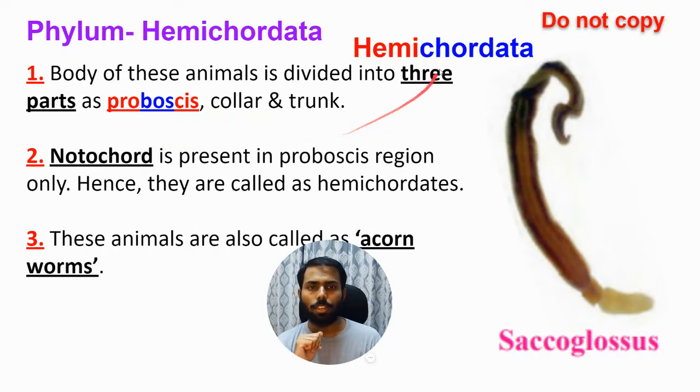सो ये जो नोटोकॉर्ड है, it is a chordate, right? कॉर्डेटा का मतलब क्या है? जिसमें नोटोकॉर्ड होता है उसको कॉर्डेटा बोलते हैं, जिसमें नोटोकॉर्ड नहीं होता उसको नॉन कॉर्डेटा बोलते हैं. तो इसमें कॉर्डेटा है तो फिर हेमी क्यों लगा है? इसको सीधा कॉर्डेटा बोल सकते थे, राइट? हेमी इसलिए लगा है क्योंकि नोटोकॉर्ड पूरी बॉडी में नहीं होता, सिर्फ प्रोबोसिस रीजन में होता है. ओके, it's not a complete chordate, it's a hemichordate.